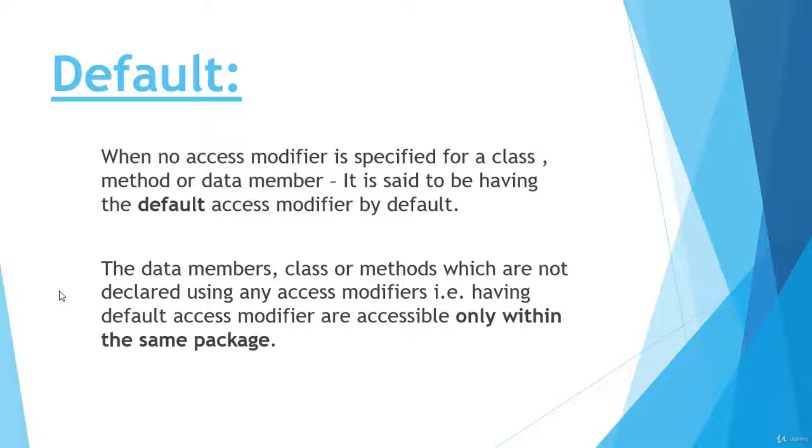Now when you type nothing with the class name, method or any member, then that member is considered to have the default access modifier, and with the default access modifier the members can only be accessed in the same package. If you use the default access modifier, then we can use that member in the same package classes. So this is the default access modifier.